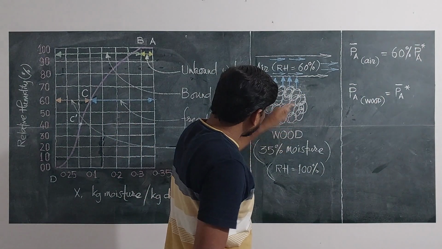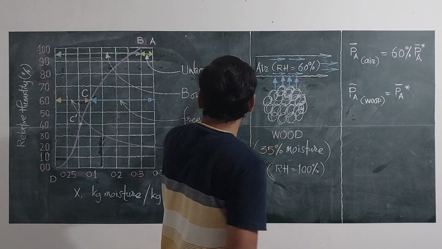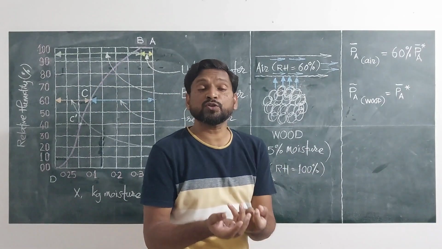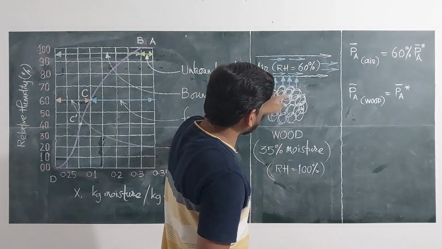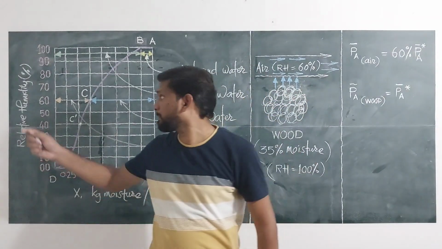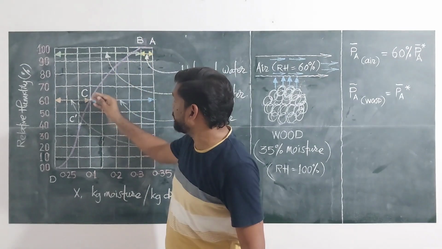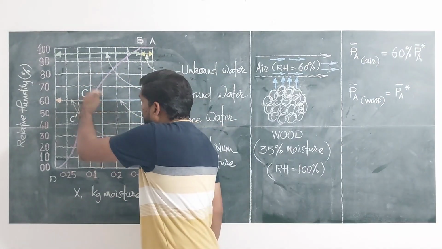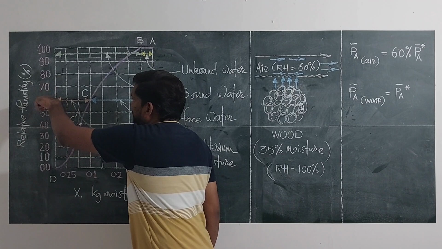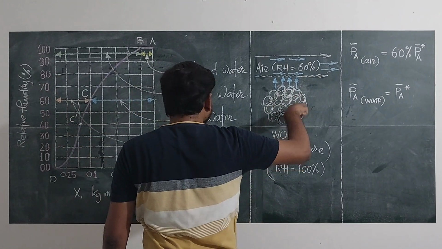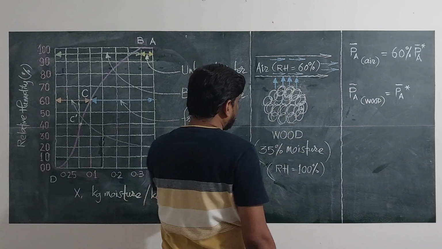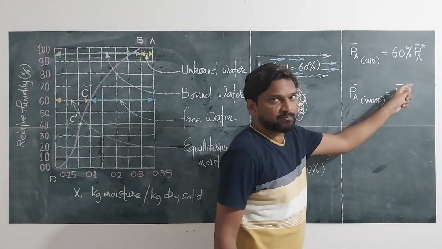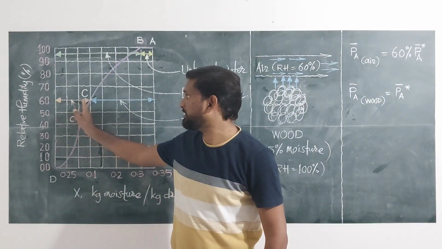If wet material's partial pressure falls down, and because of which the relative humidity of the wet solid becomes 60%, partial pressure falls down because moisture is lost. So we arrive at point C, which is related to 60% humidity of the wood system. It means that the partial pressure is now 60% of the vapor pressure. This is the condition represented by point C.